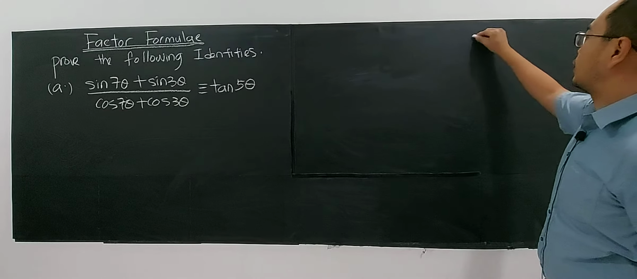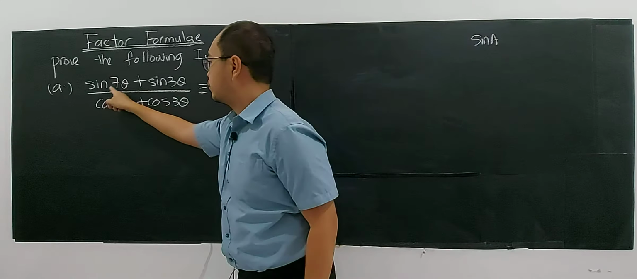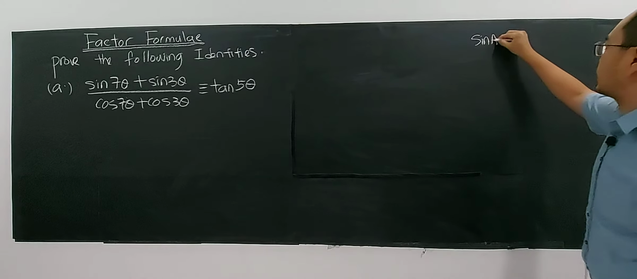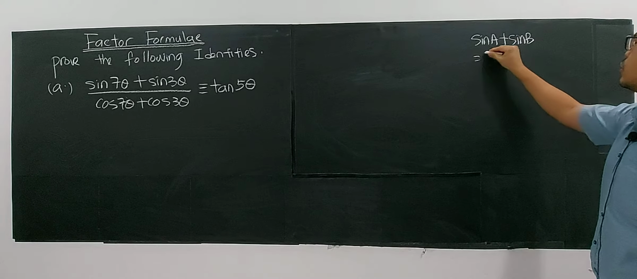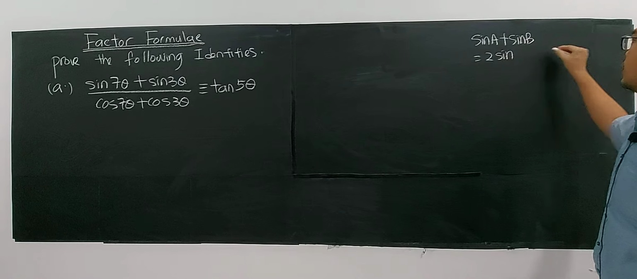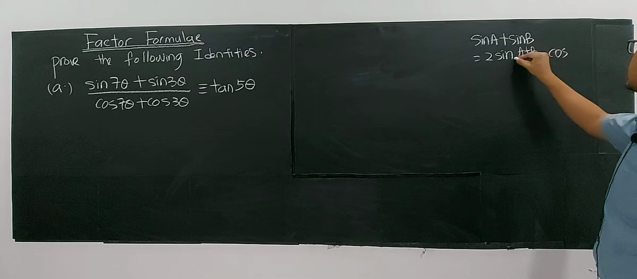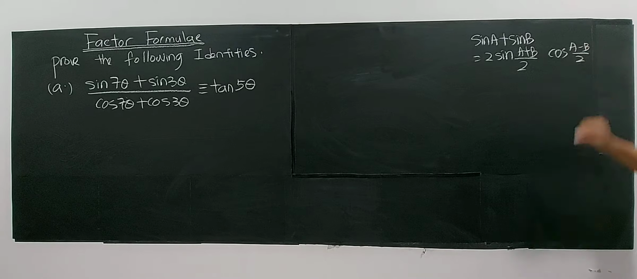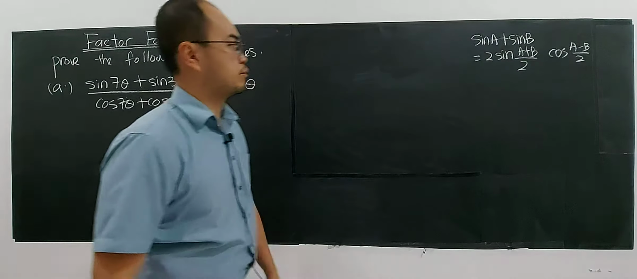For the factor formula, you have sine A plus sine B, different angles. So I'm going to use the formula for sine A plus sine B, which will be 2 sine, 1 cos. The first one will be A plus B over 2, and this one will be A minus B over 2. This formula is given in your examination.